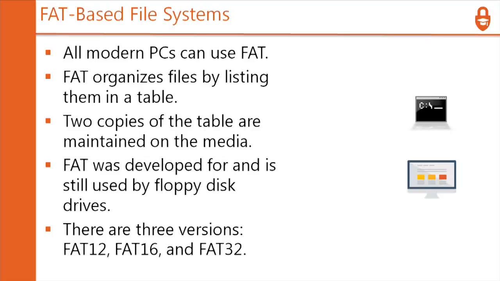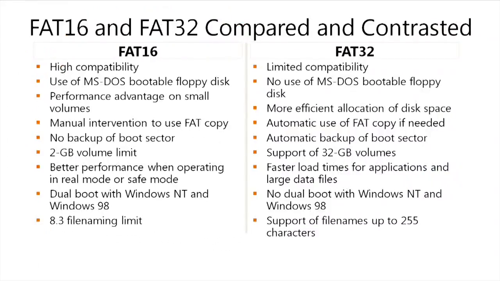FAT-based file systems. All modern PCs can use FAT. Again, we use FAT32 today, and NTFS file systems as well. So FAT organizes files by listing them in a table. Two copies of the table are maintained on the media. The reason they do that is in case one becomes corrupted. FAT was developed for and is still used by floppy disk drives. There are three versions, FAT12, 16, and 32. Again, the 32 is still around.